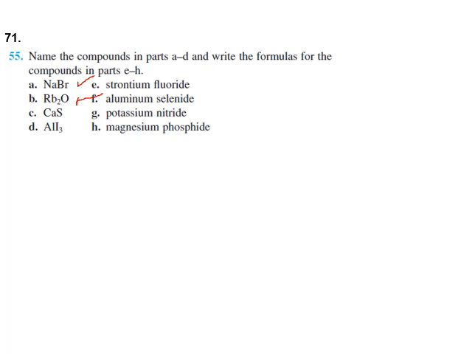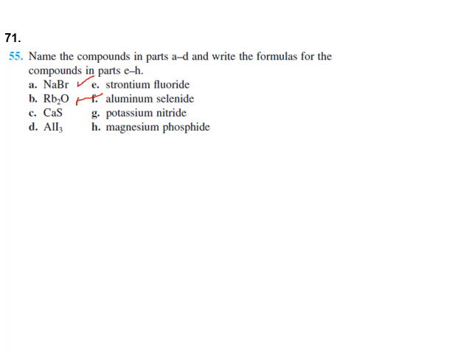So remember, when we have a situation where one of them's +3 and one's -2, that's the way it usually happens. You just transpose those numbers. So it will become Al2Se3. Al2Se3. Potassium nitride. Potassium is +1.